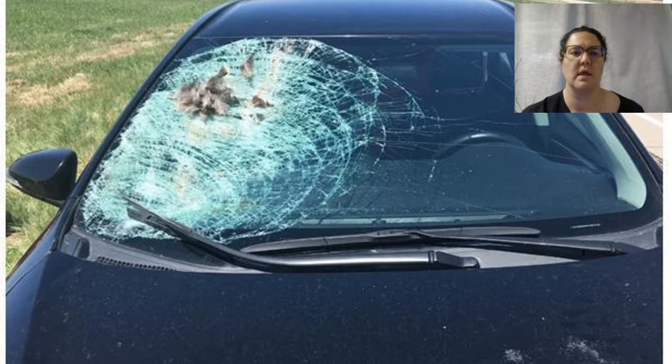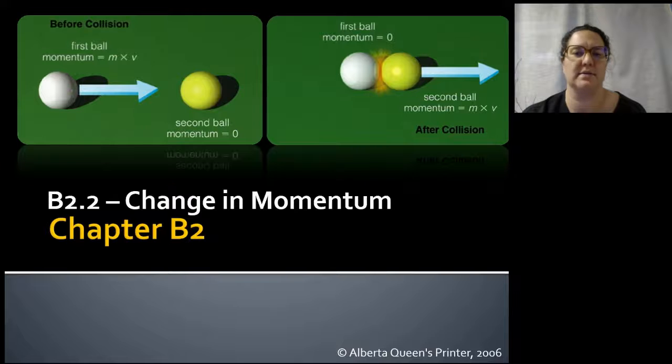Owls are nocturnal, which makes it difficult to see them when we're driving, and more likely that they're going to get hit by a vehicle. What happens when an owl is hit by a vehicle? Momentum equals mass times velocity.